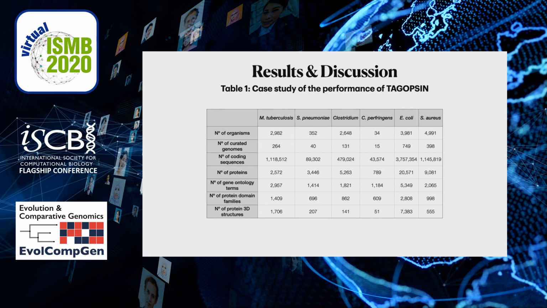Now, TAGOPSIN was tested on a Linux Ubuntu system with a number of prokaryotic organisms. The results, outlined in Table 1, indicate that the tool shows satisfactory performance and succeeds in doing what it has been designed to do, that is, retrieve data for each entity type listed here in the first column. I would like to stress the fourth column, Clostridium, which reveals that the genus name can also be used as input to the program, in which case it will retrieve data for all available species of that genus.